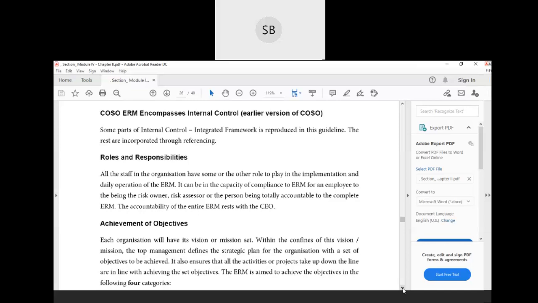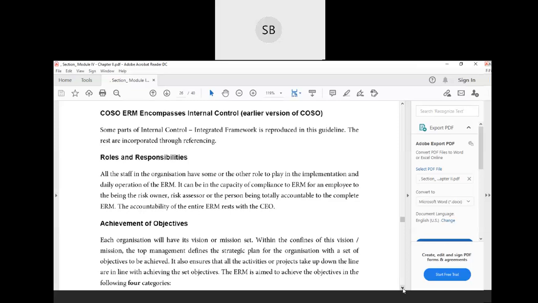So someone will be the risk owner, someone will be the risk assessor, but the person who is totally accountable for the risk is the CEO. Because he has the strategy to identify and strategize the risk, and the person who should be reported to is the CEO, obviously by following the hierarchy.